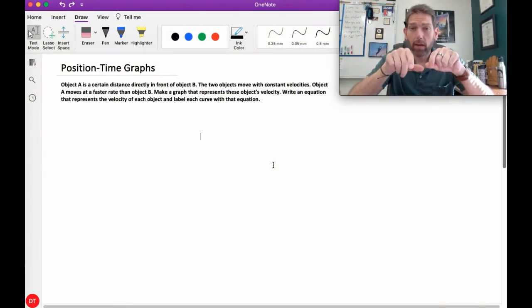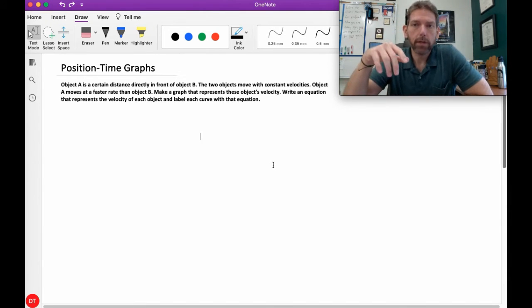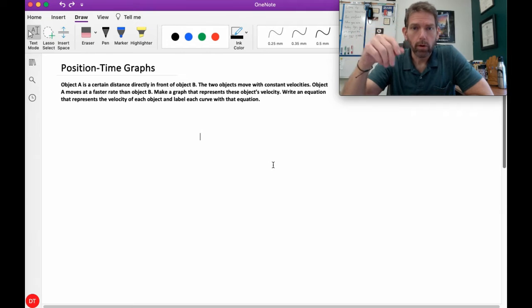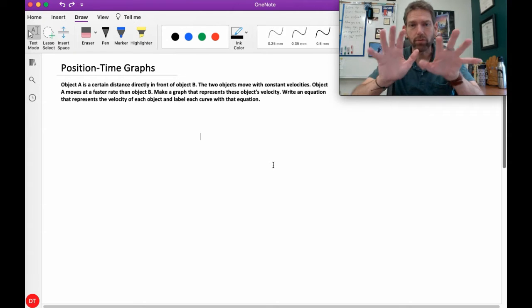Let's take a look at position time graphs, probably one of the most fundamental parts of the physics class and the concepts that we're going to be looking at. So we've got two objects here, object A, object B. We could call them whatever we want. The two objects, it tells you, are moving with constant velocities. Object A is moving at a faster rate than object B. Make a graph that represents these objects' velocity, and then we're going to write an equation.